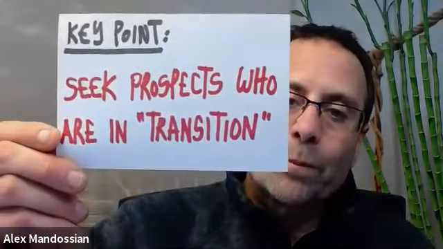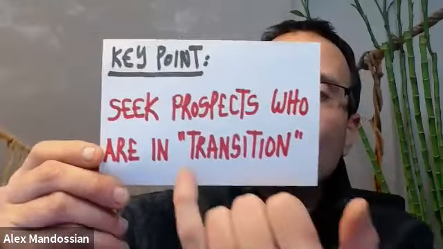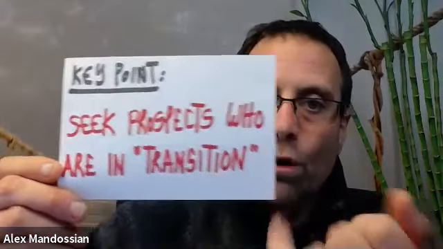Disillusionment means they're unhappy because something is happening, like they just got fired or they're in transition. Key point, seek the prospect who is in transition. When you have someone in transition, they're moving from one thing to another. Think of your own life. When you're in transition, you're most likely to want to make a change, because if you're in transition, you're already in change. You're already changing from one thing to another.